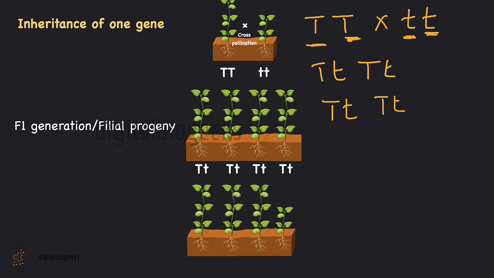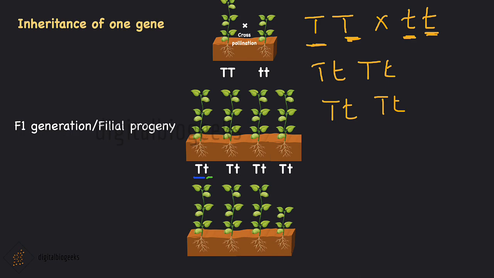Mendel explained this as if there are two dissimilar factors, one dominates over the other. The dominating one is called the dominant factor and the other one is called the recessive factor. Here capital T is dominant and small t is recessive.